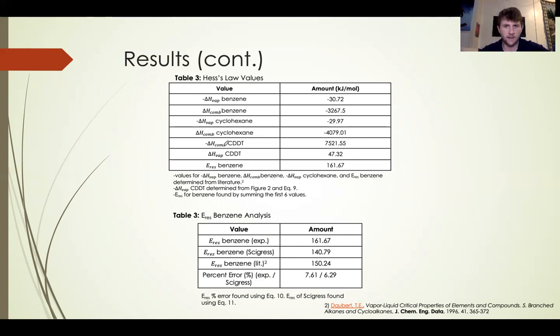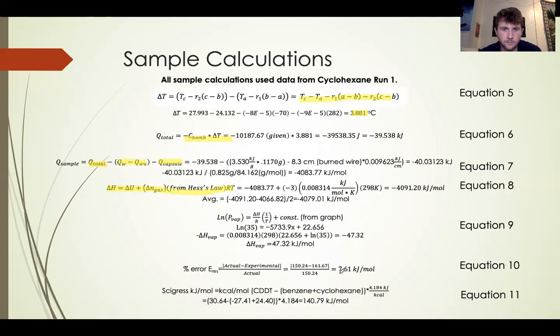So we used all of these values, sum them up to find the 161.17 kilojoules per mole for the resonance energy of benzene. This value was compared then to Sigres, and both of these were compared to the literature value here, which is 150.24 kilojoules per mole. The percent error for both the experimental and Sigres was included. These are all the rest of the equations here.